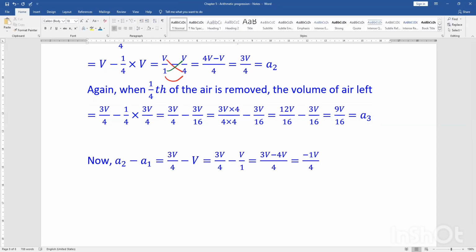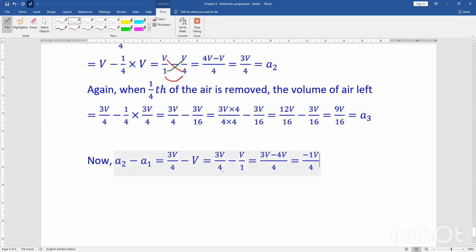Now people will be wondering how we got it. Let me show you again. See how we did it. First, 4 into 1, we got it as 4. Then the next part, 3v into 1 is 3v. And then 4 into v is 4v. Now 3v minus 4v is how much? It is minus 1v. Why minus? Because the signs are different, and 4 is greater and its sign is minus. So you put this value as minus 1v by 4.